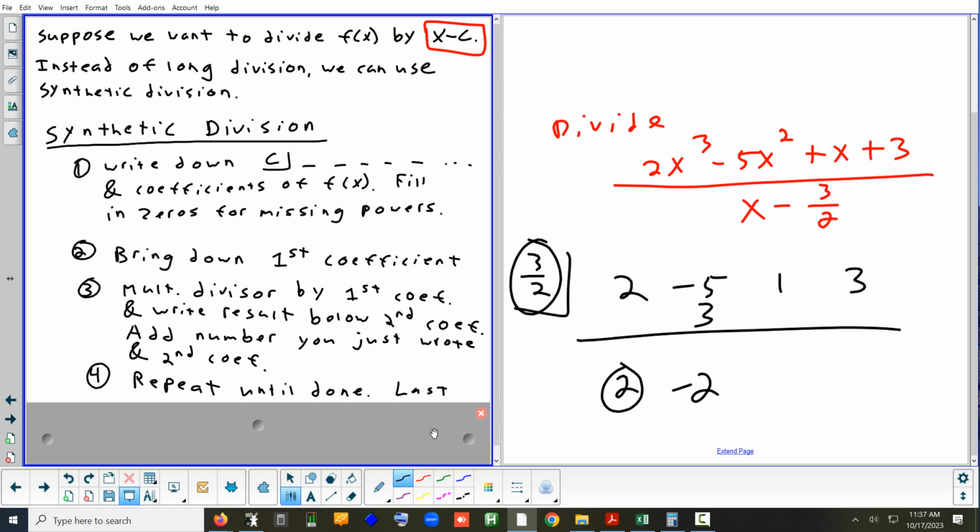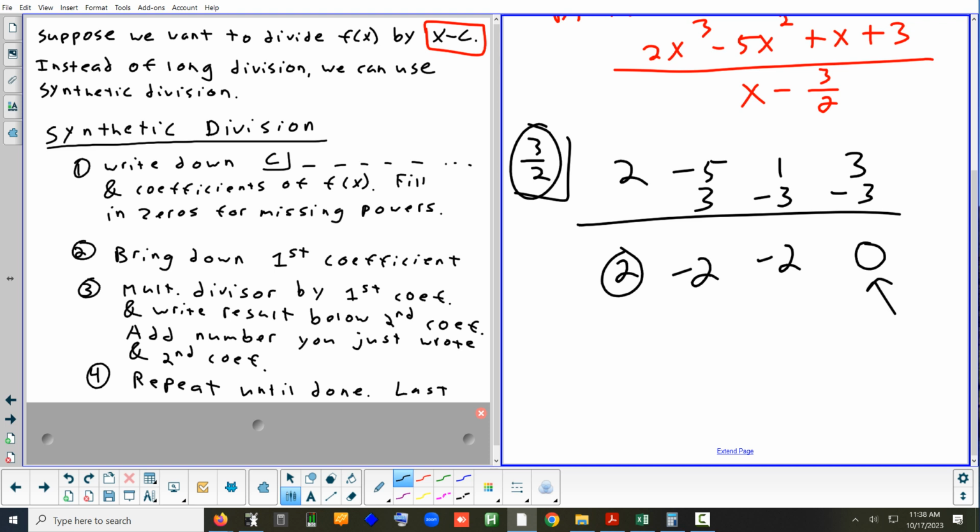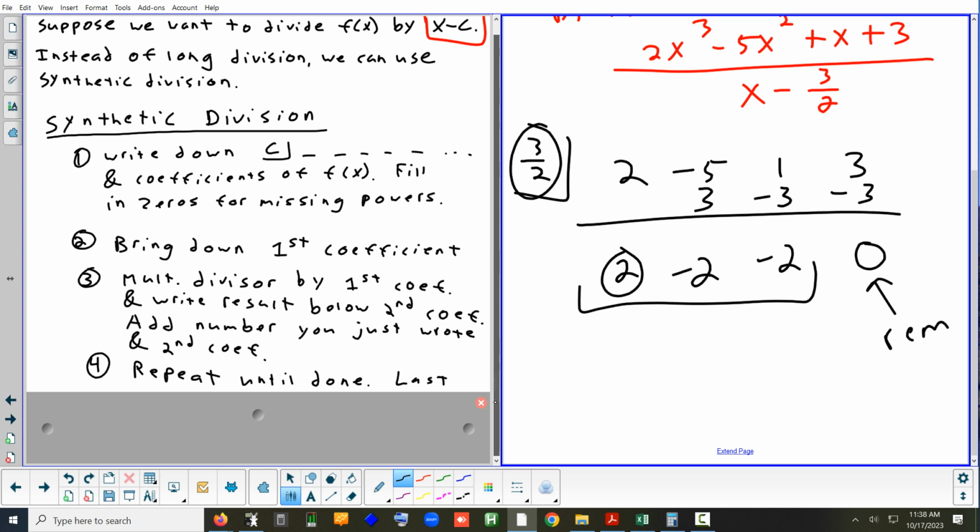Okay, so now we repeat it until we're done. And then I'll tell you what the answer is. Now what's -2 times 3 over 2? -3. And then add that column. 0. Anyone have a guess what the 0 is? That's my remainder. Which means this part is my quotient.